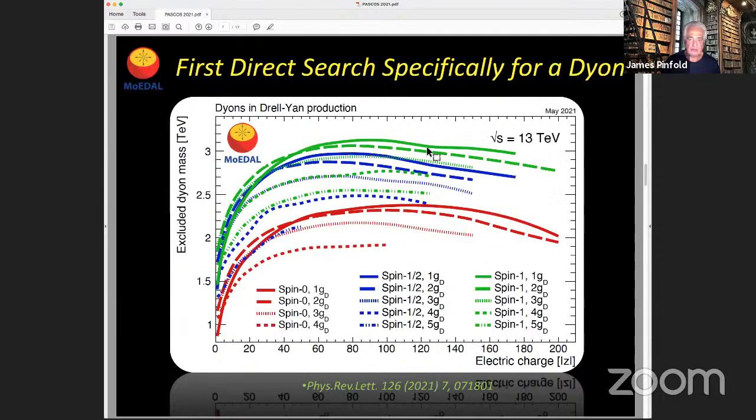We also have made the first direct search for dyons. These are Schwinger's hypothetical particles which have electric and magnetic charge. And we can see the range of exclusion here for various electric charge, magnetic charge combinations. GD is the magnetic charge. And here we have the electric charge on the x-axis and the excluded mass on the y-axis. And we exclude masses up to about 3 TeV and charges up to about 200 e, and magnetic charges up to 5 GD.